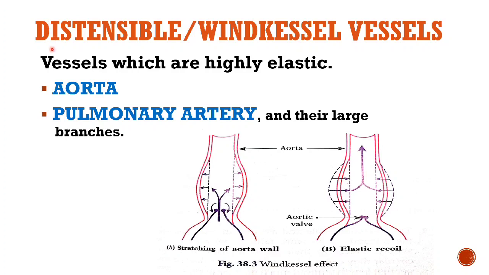Now we will see the first type of vessels, that is Windkessel or distensible vessels. These are the vessels which are highly elastic. Windkessel means elastic reservoir. The examples for these types of vessels are the aorta, pulmonary artery and their large branches.